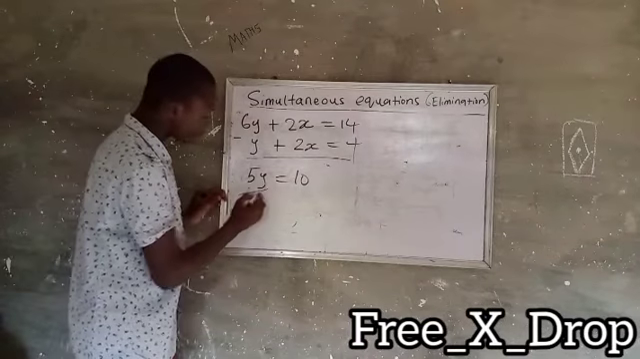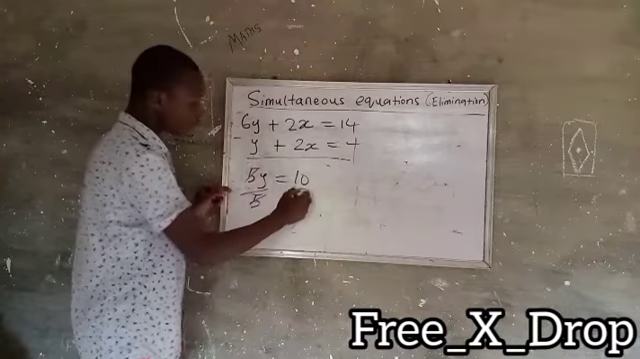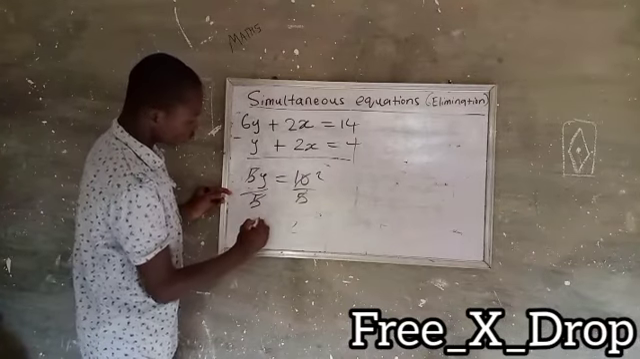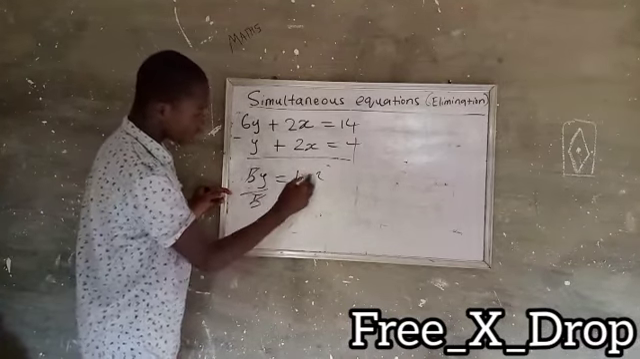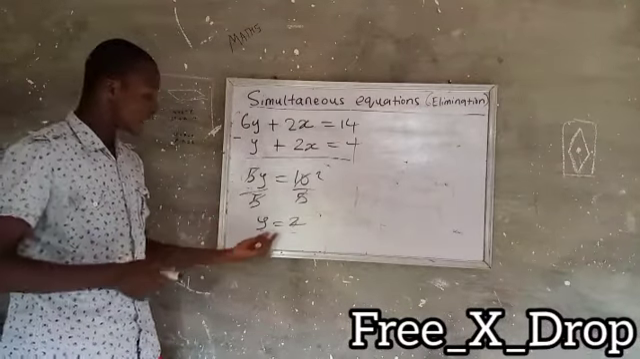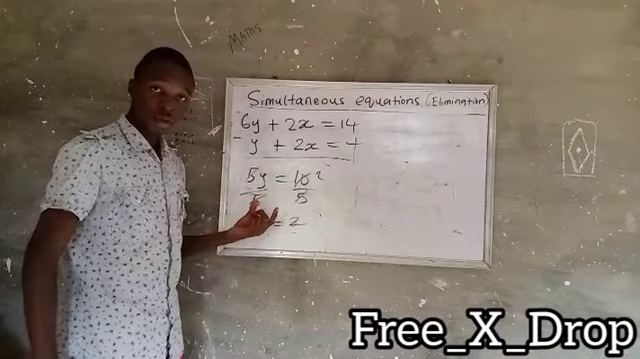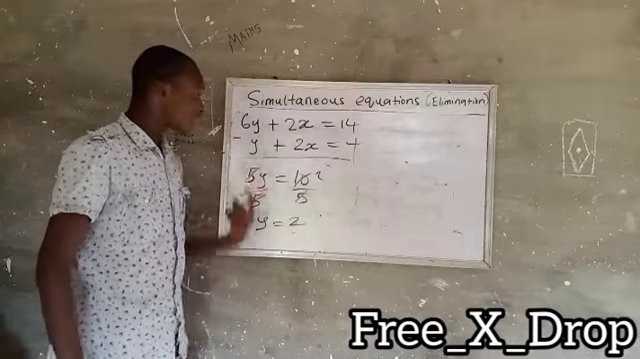So how do you do that? You just divide both sides by 5. 5 divided by 5 is 1. 5 divided into 10 is 2. So what is your y now? Y left alone is equal to 2. So y is equal to 2. You have gotten your y for this question. It's as easy as that.